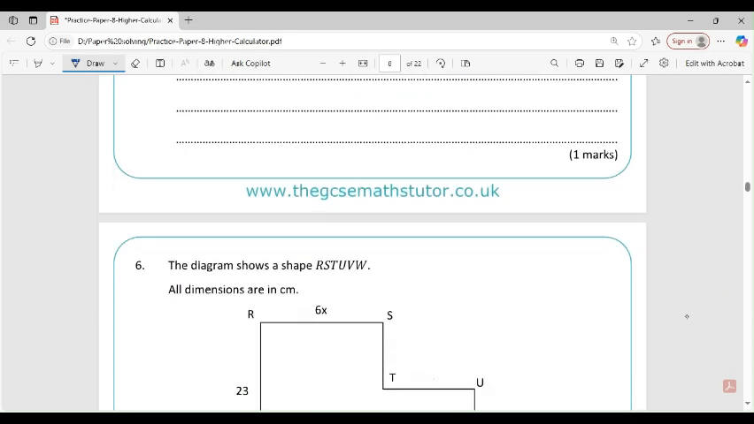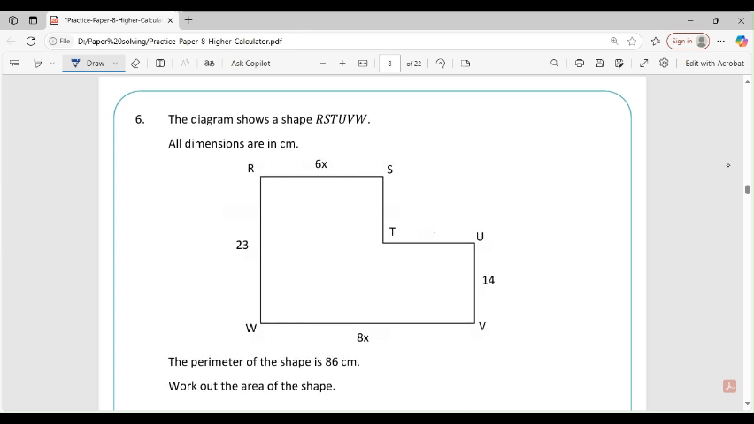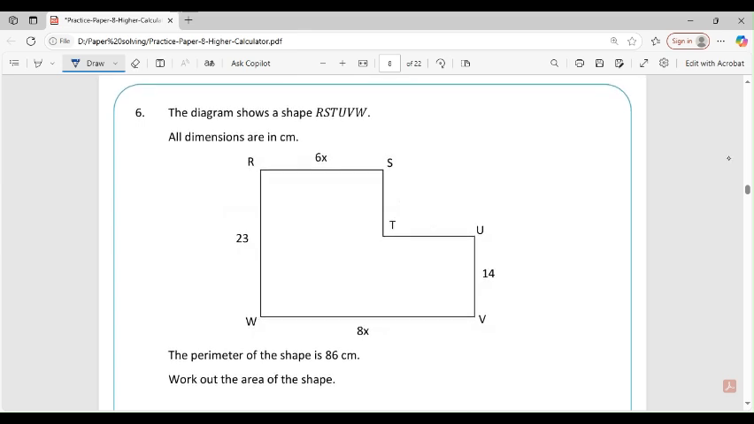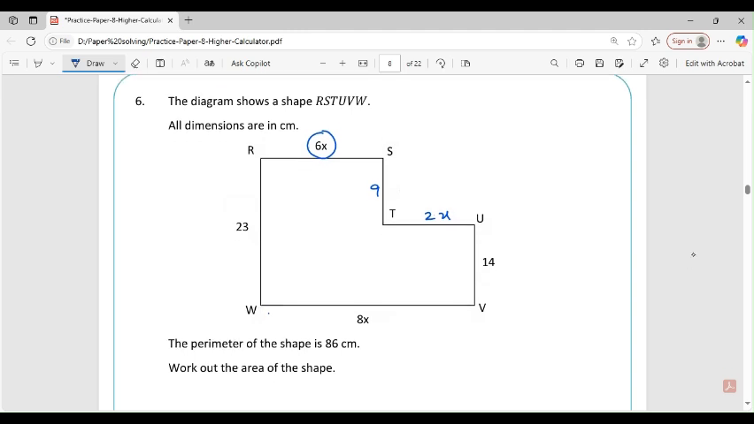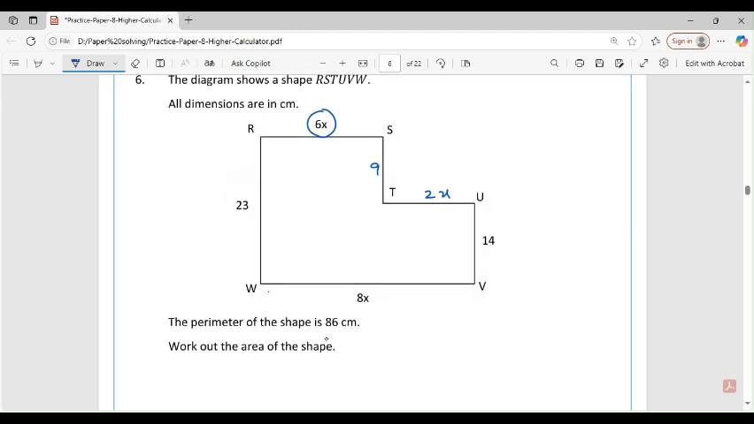It says the diagram shows shape RTUVW. In here, a little calculation has to be done. We know very well that this is W and V is 8x, and since this is 6x, so this has to be 2x, because 6x plus 2x is going to be 8x. Now 23 minus 14 is going to give you 9. So now you have all the dimensions. Now they are saying the perimeter is already given, which is 86.